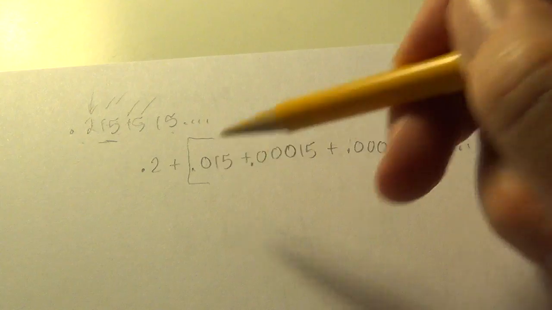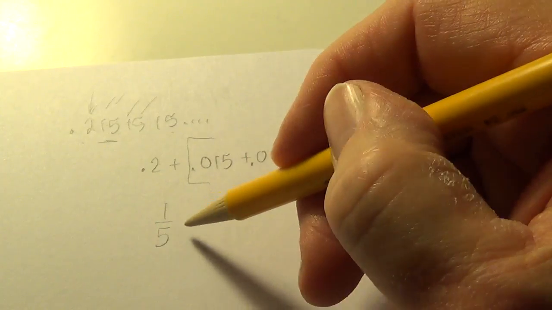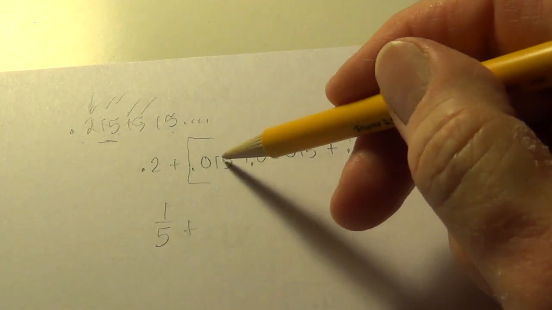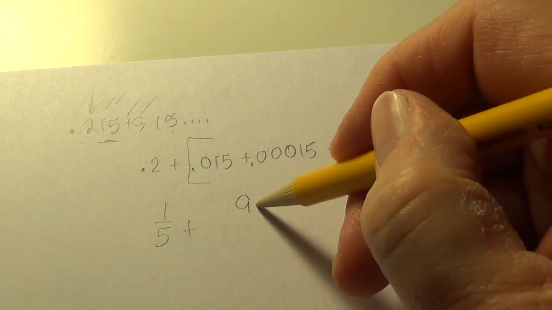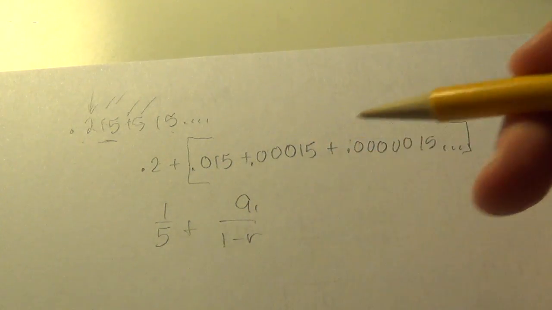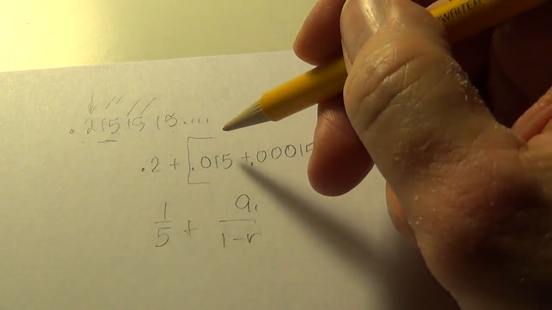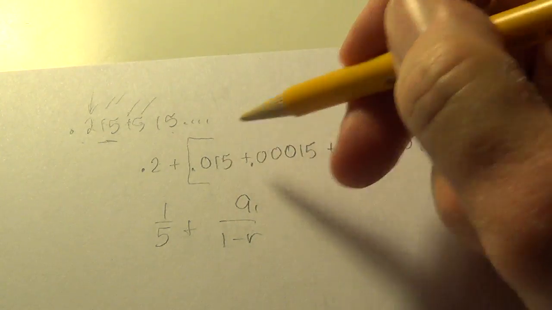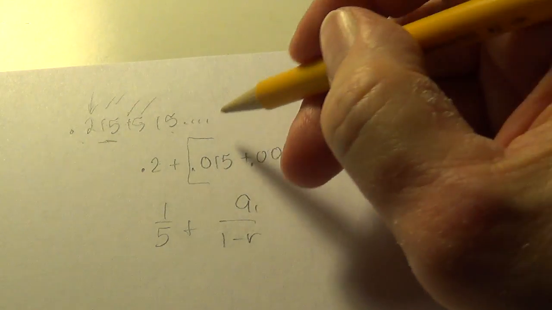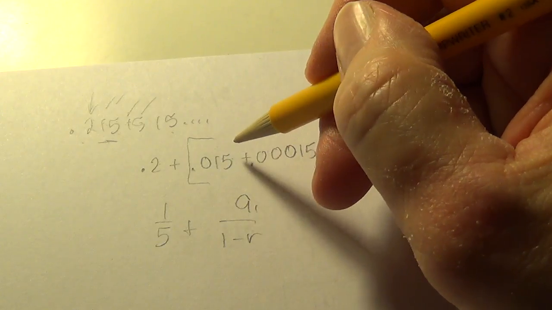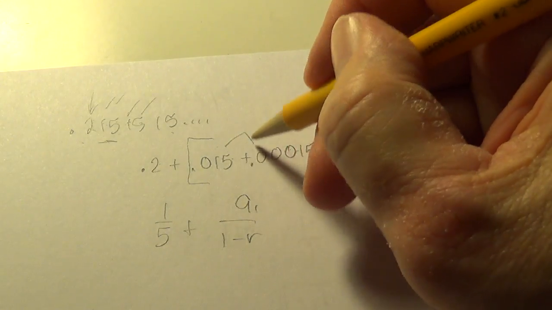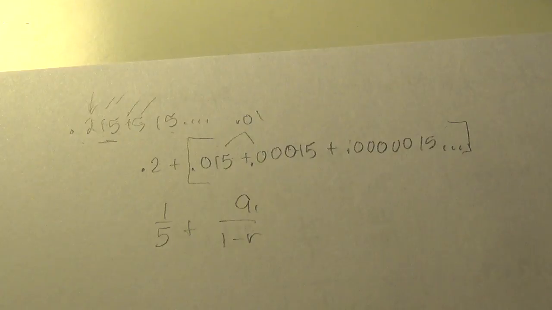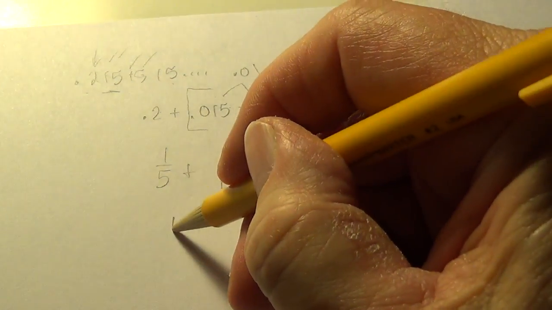The actual part that I'm going to put into the formula will start here. I can't ignore that. That's 2/10 or 1/5. So I'm going to add that to the value that I get for this repeating decimal part. Remember, we're going to use a sub 1 over 1 minus r if r is between negative 1 and 1. So here, what did I multiply this by to get this? Again, can you see that 0.015 times 0.01 will give me 0.00015? So once again, it's 0.01. That's the common ratio, and I'm going to put it into the formula.